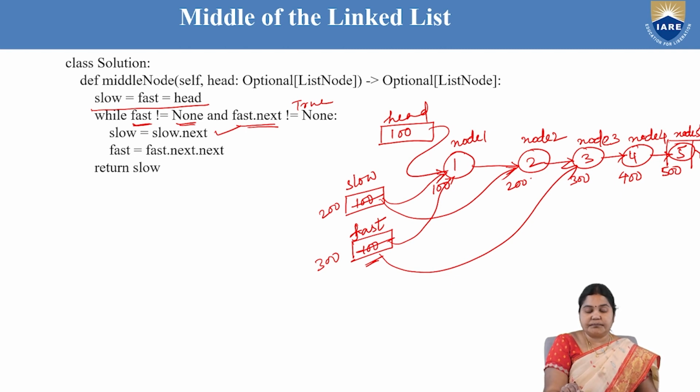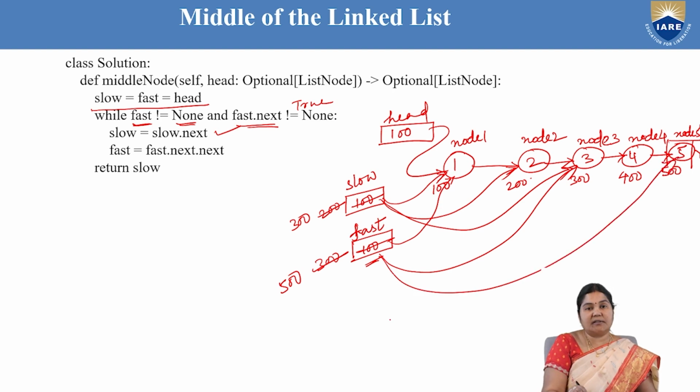So both are true. So when it is true, again move fast and slow. Now slow becomes slow's next node. Slow becomes 300. Now slow is pointing to the third node and fast is pointing to the 500. So fast is fast's next next. So fast is 500. Now check the condition in the loop again.